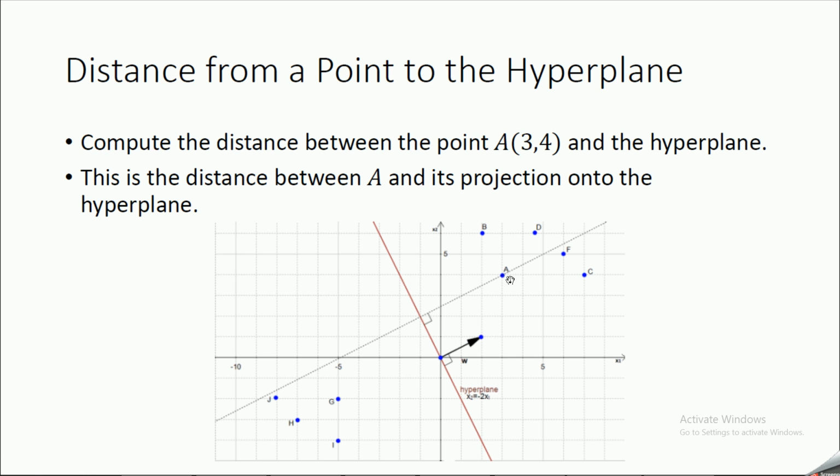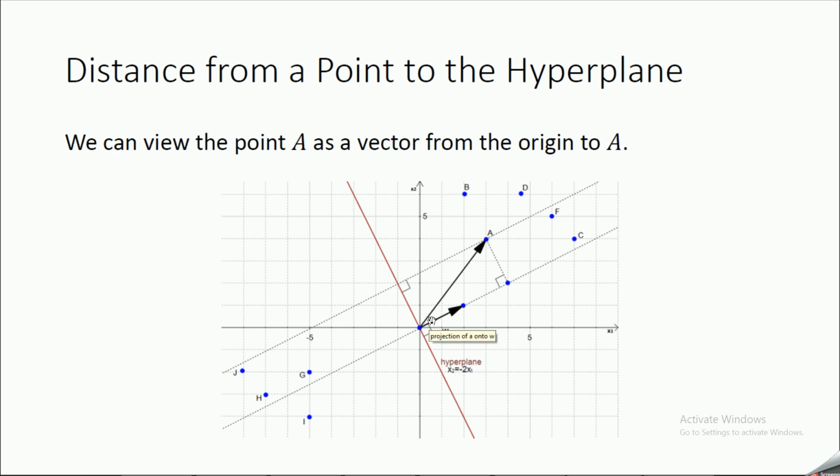Now we have considered point A and its value is nothing but (3, 4) because it lies at point 3 on the x-axis and at point 4 on the y-axis, and the hyperplane. So it is normal or perpendicular to the hyperplane, yes or no? This is the distance between A and its projection on the hyperplane. Now, we can view this point A as a vector. Can you see this?